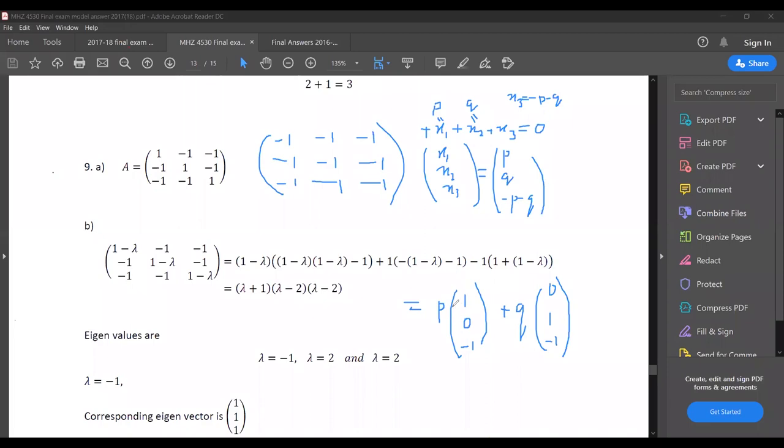So if you multiply this, this is easy. From these, the two eigenvectors are these two: that is 1, 0, minus 1 and 0, 1, minus 1. These are the two eigenvectors.